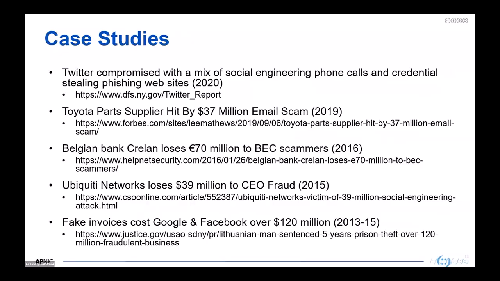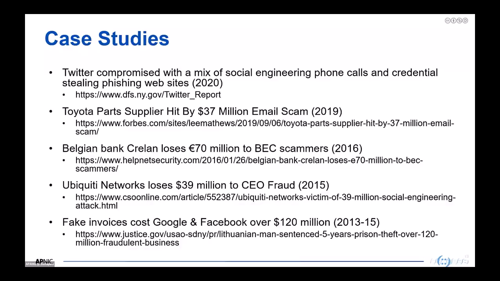Some bigger individual companies here. Twitter was compromised with a mix of social engineering phone calls and credential stealing websites. Toyota had a parts supplier hit with a $37 million email scam. So that's BEC right there. A Belgian bank lost 70 million euros to BEC scammers. Ubiquiti Networks, the Wi-Fi access points and that, they lost $39 million to CEO fraud.